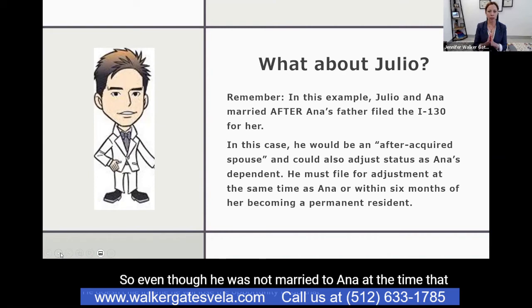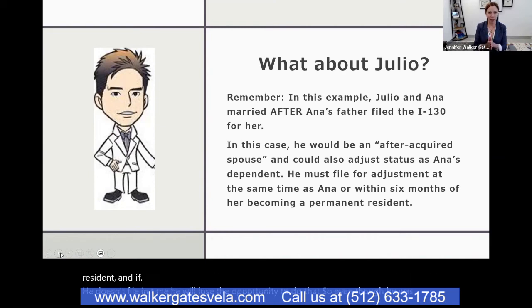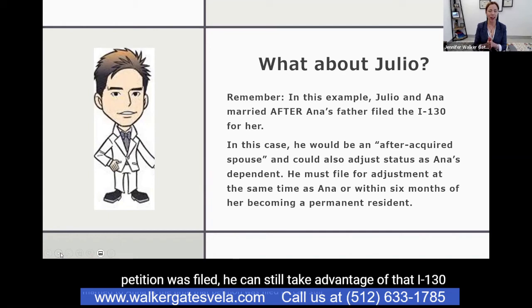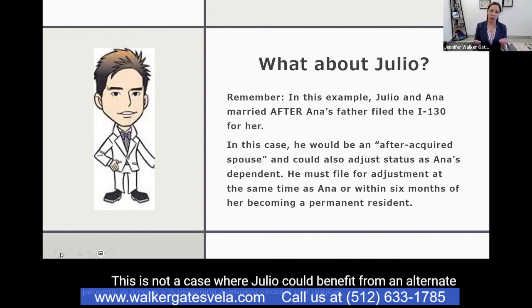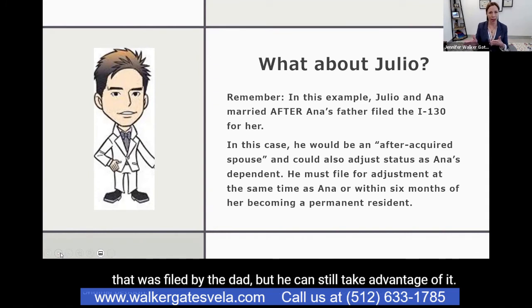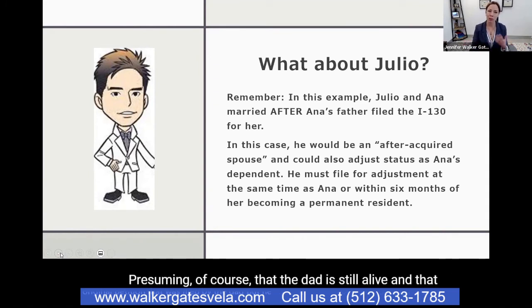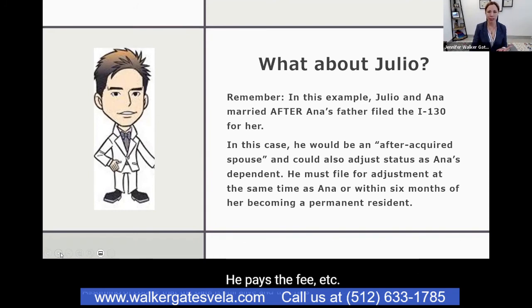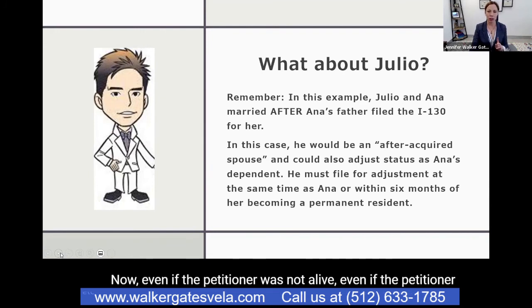So even though he was not married to Anna at the time that petition was filed, he can still take advantage of that I-130 petition so long as Anna is becoming a resident through that original petition. This is not a case where Julio could benefit from an alternate petitioner. He would have to go through that original petition that was filed by the dad, but he can still take advantage of it, presuming, of course, that the dad is still alive and that he's otherwise eligible, he pays the fee, etc. Now, even if the petitioner was not alive, even if the petitioner had passed away, they may still be able to adjust status in that case.